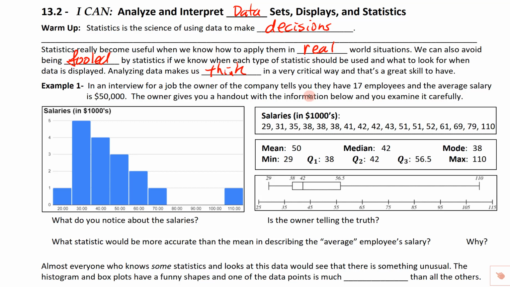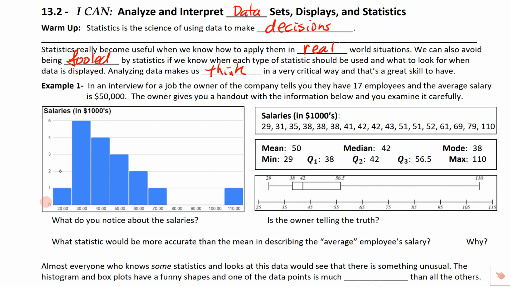So here's example 1. It says, in an interview for a job, the owner of a company tells you they have 17 employees and their average salary is $50,000. The owner gives you a handout with the information below and you examine it carefully. So this is that interpreting and analyzing that we're talking about. So let's take a look at this and think about this. These are salaries in thousands. We've got a histogram right here. So this would represent ones in the 20,000s, 30,000s, 40,000s, and so forth.